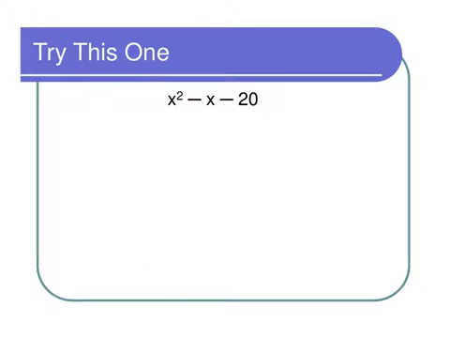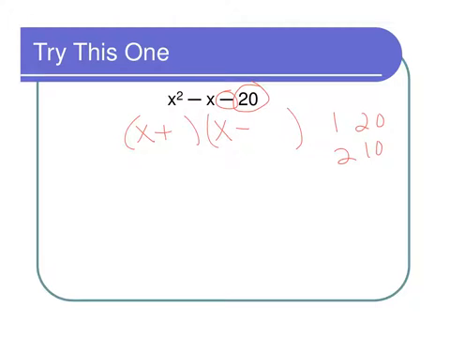Alright, here's another one. We're going to do this one together also. So I am factoring. Here's my 2 parentheses. I'm using an x, and this sign is negative, so I have a plus and minus sign here. And I'm looking for numbers that multiply to give me 20, 1 and 20, 2 and 10, 3 doesn't go into it, and 4 and 5.